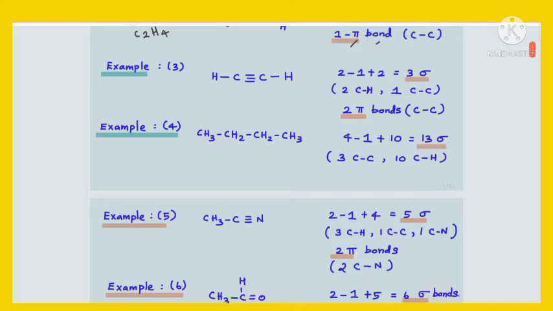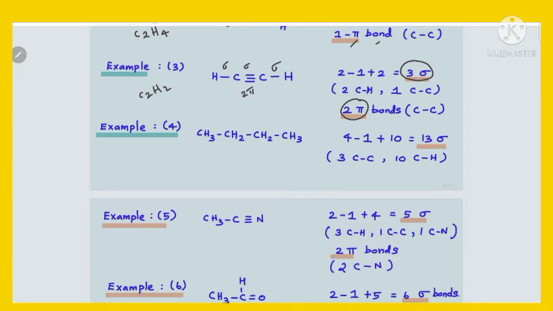A triple bonded compound, an alkyne with formula C2H2. What do you call it? Ethyne. This is the structural formula of ethyne. This is a sigma bond, this is also a sigma bond. The CH single bonds are sigma bonds. Then the carbon carbon triple bond: among that, one is sigma and the other two bonds are pi bonds. So totally there are three sigma bonds and two pi bonds in the acetylene molecule.